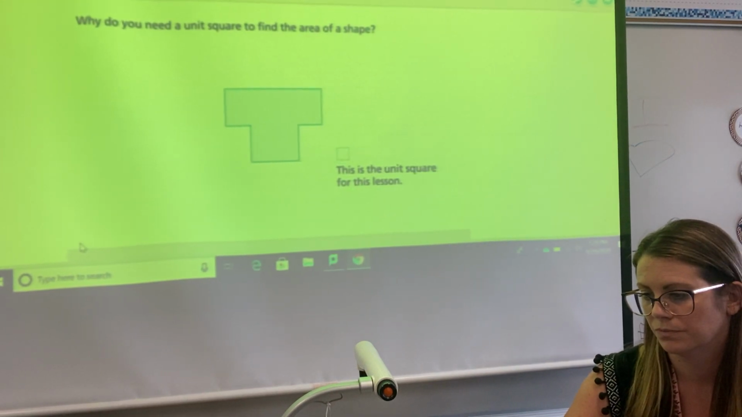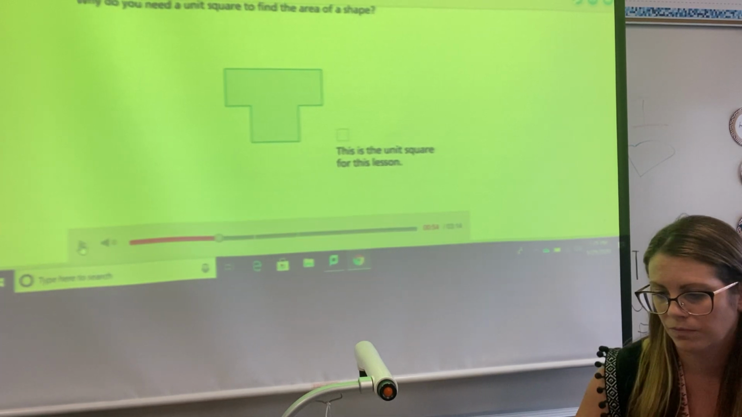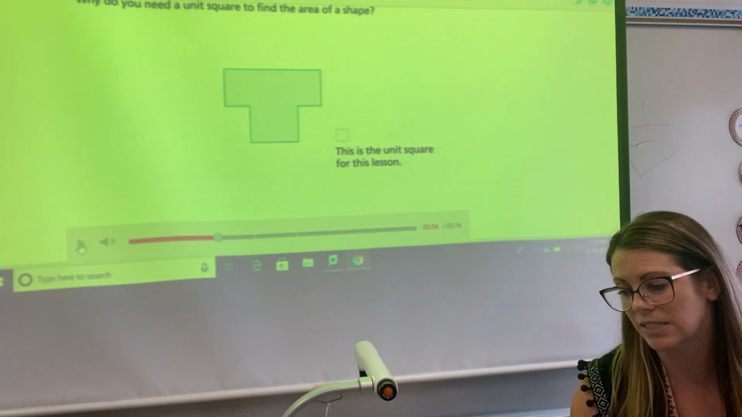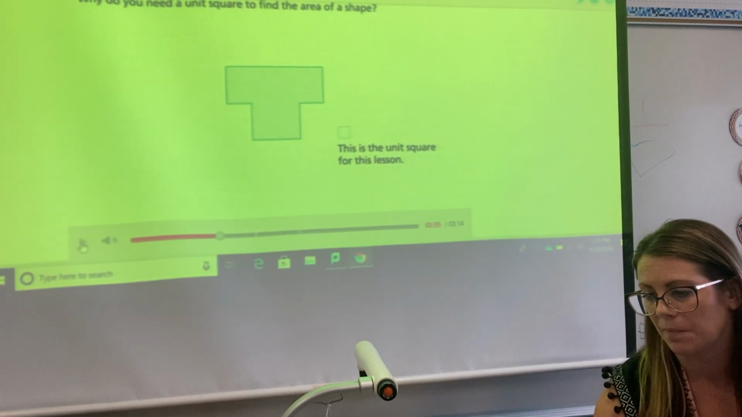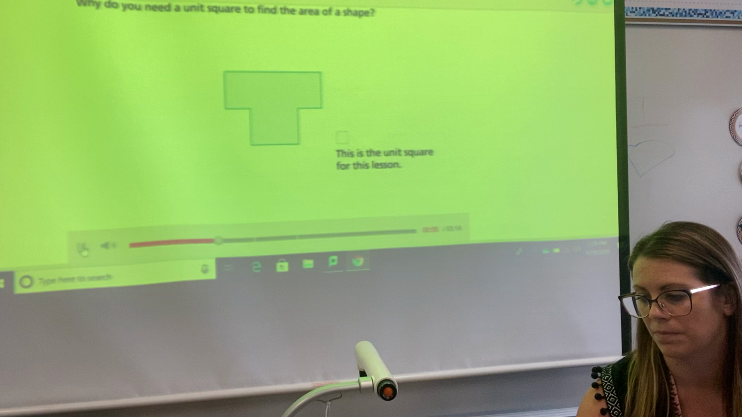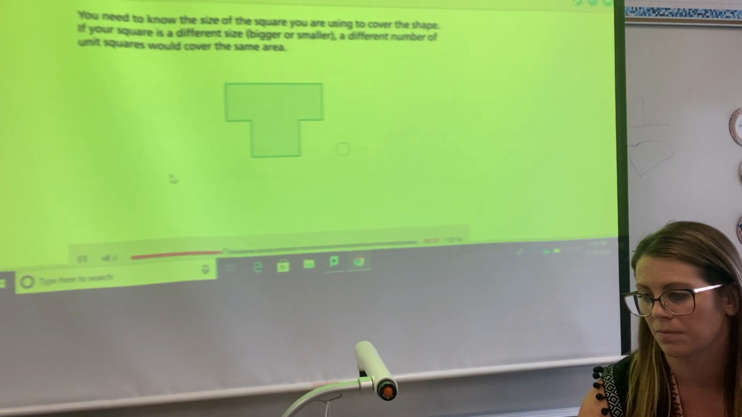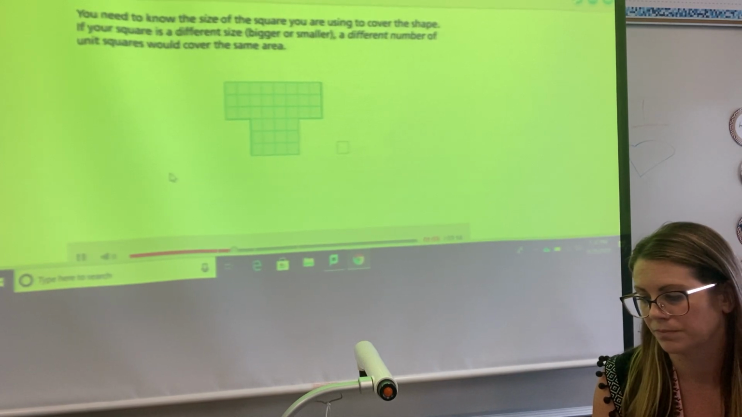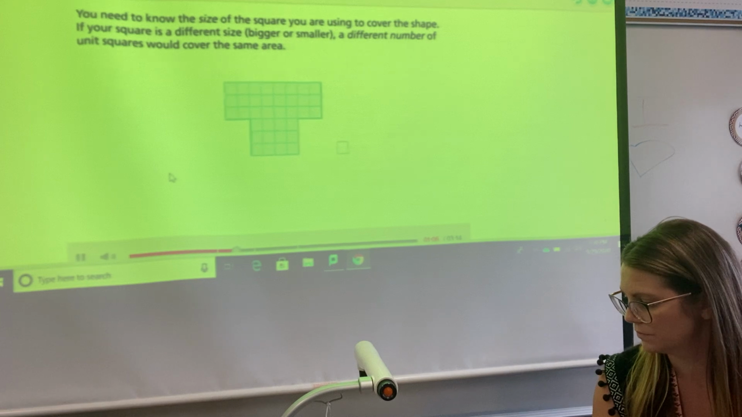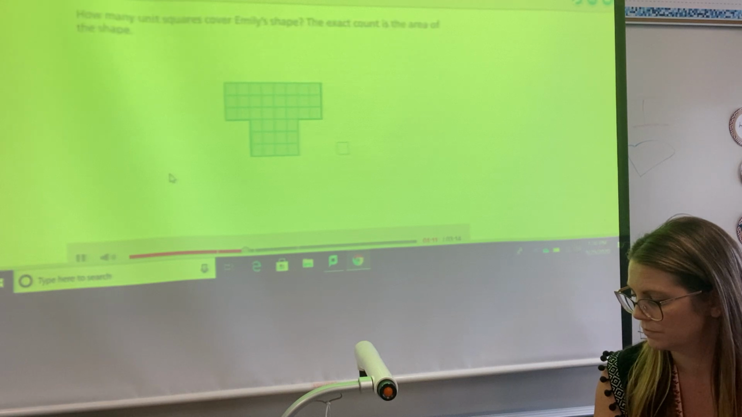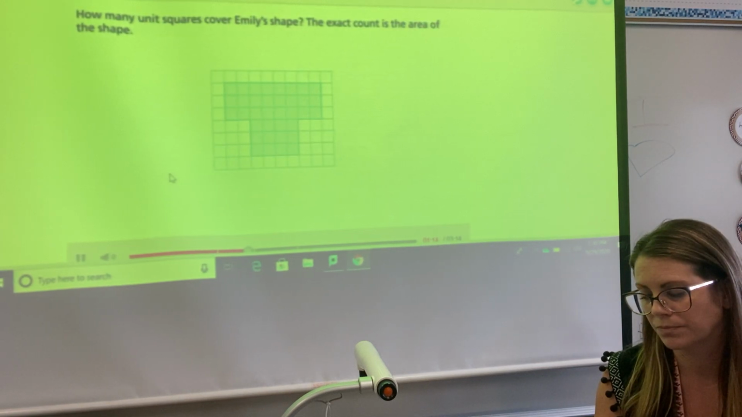Why do you need a unit square to find the area of a shape? Why do you think you need a unit square to find the area? Let's see. You need to know the size of the square you are using to cover the shape. If your square is a different size, bigger or smaller, a different number of unit squares would cover the same area. How many unit squares cover Emily's shape? The exact count is the area of the shape.